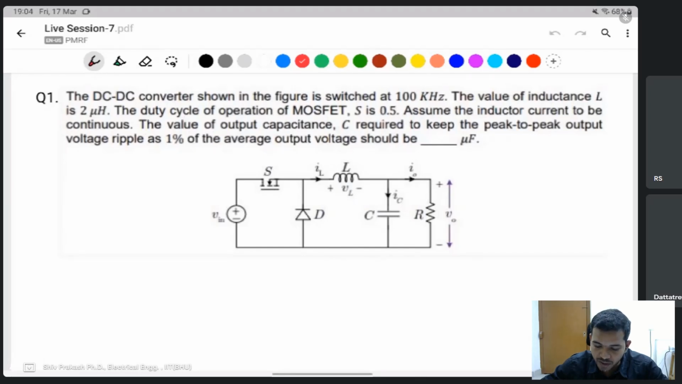There are two types of conduction, discontinuous and continuous inductor current, and it depends on the value of inductance. The value of output capacitor C is required to keep the peak to peak output voltage ripple at 1% of the average output voltage, and we also need the capacitor value.